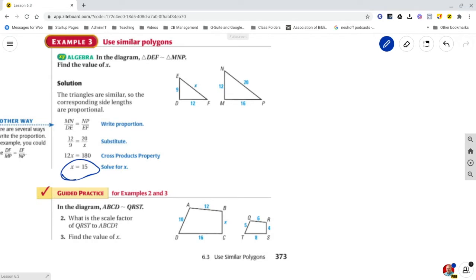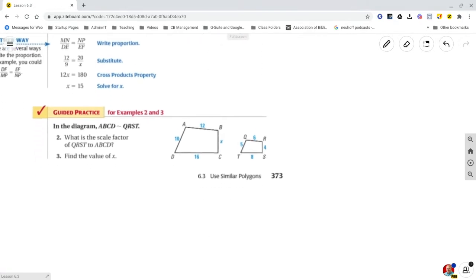We can evaluate then and determine the ratio of 15 to 20 is the same as 9 to 12, which is the same as 12 to 16. So we found the value of X that enables these two triangles to be similar.